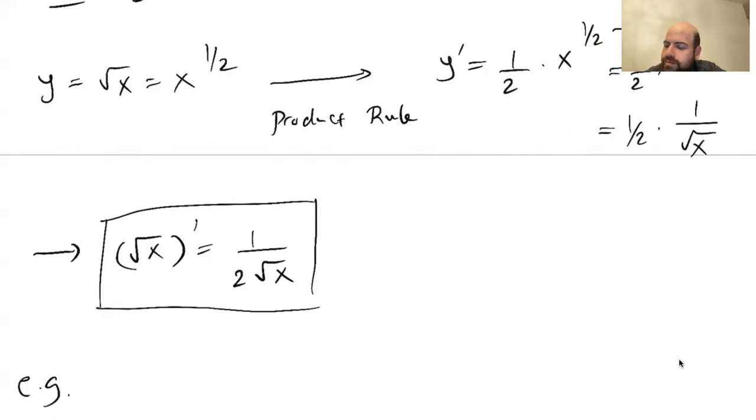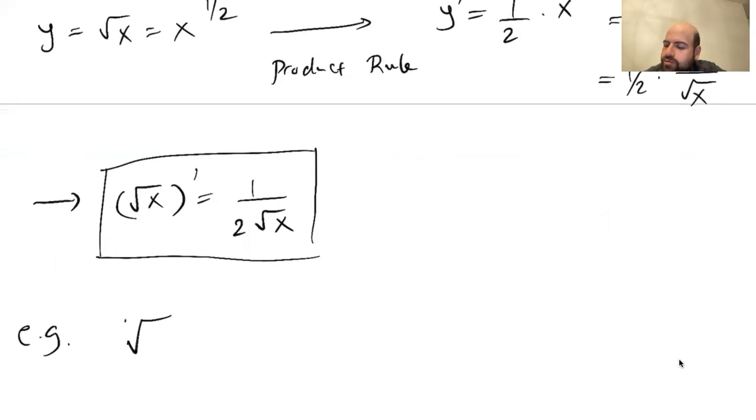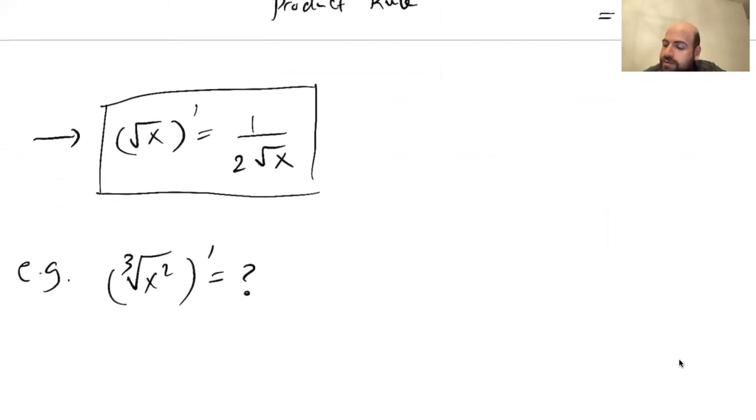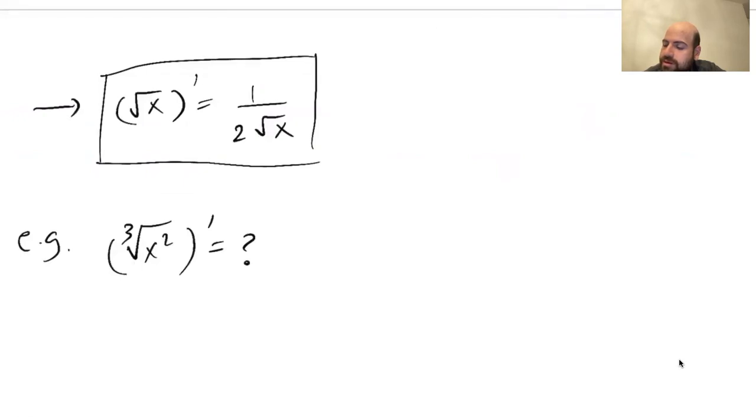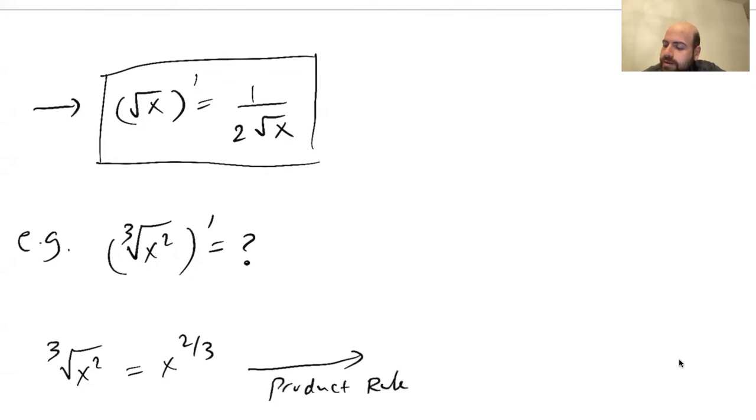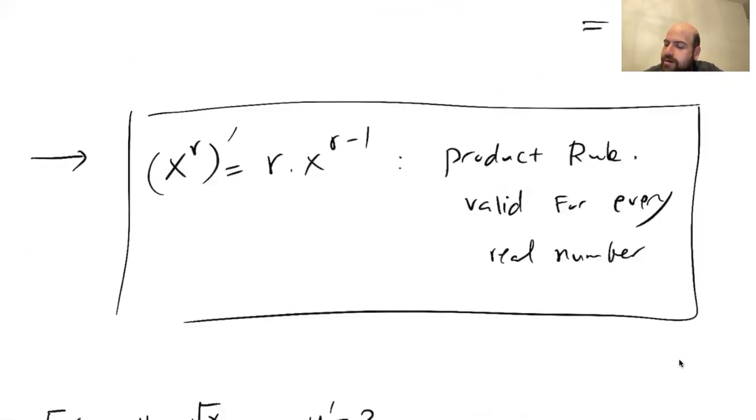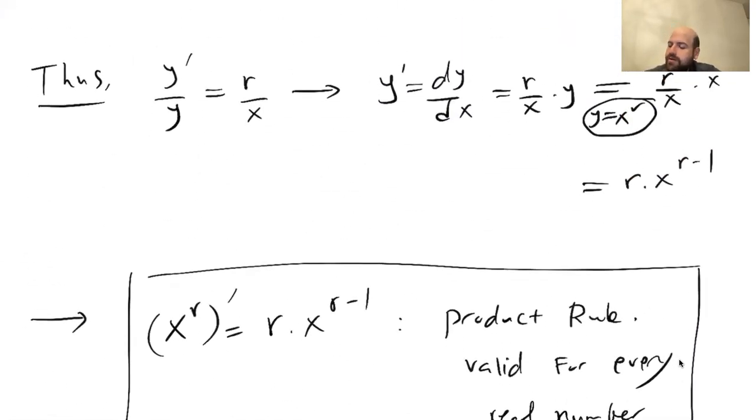Or let's say another example, let's say if you want the derivative of cube root of x squared. If you write it as a power, what power r should I use? Cube root x squared means x to power 2/3. So by the power rule, we can say that the derivative is r x to power r minus 1.